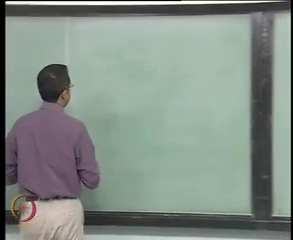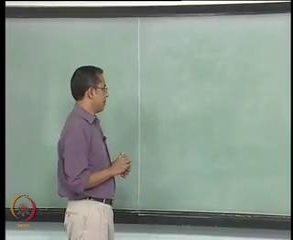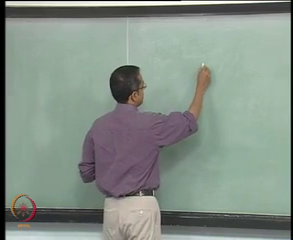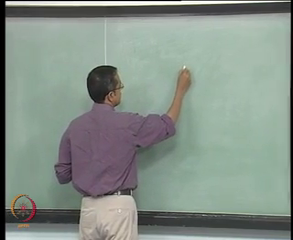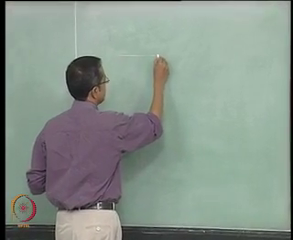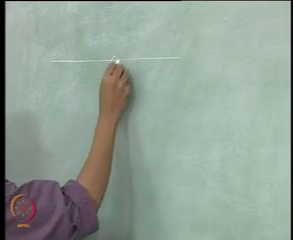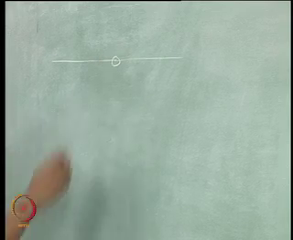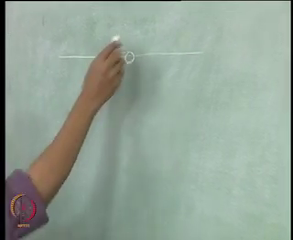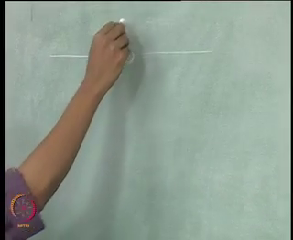So now let us take a look at a particular ion. Let us say that this is the physical location of an ion. I will just say this is Ag plus.